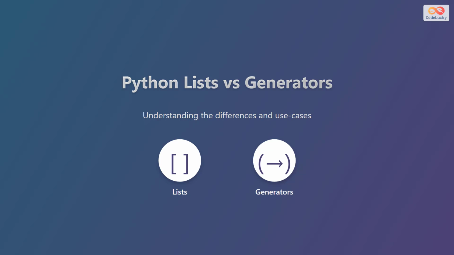Hello and welcome. In this video, we're going to explore two fundamental concepts in Python: lists and generators. We will understand their differences and see where each one shines. Lists are represented by square brackets. Generators are represented by an arrow within parentheses. Let's dive in.